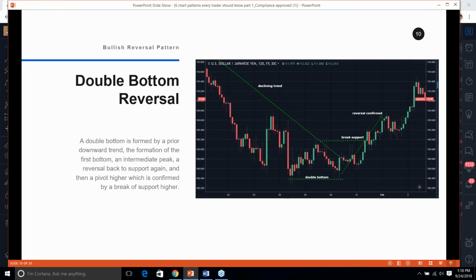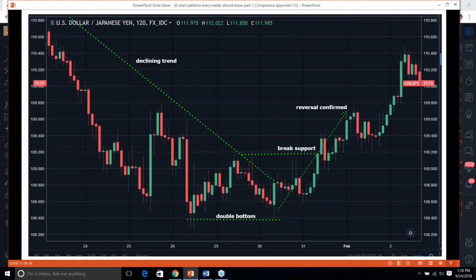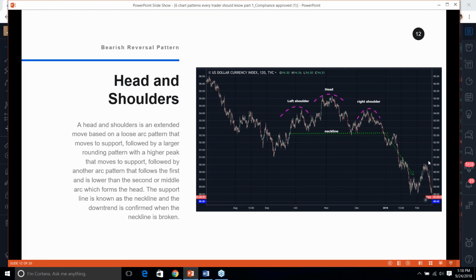All right, we'll find a double bottom too. So head and shoulders, we just reviewed that, right? With dollar yen, this is actually DXY. So again, declining trend, left shoulder, head, right shoulder, and a breakdown. And again, lots of questions last time on different time horizons.